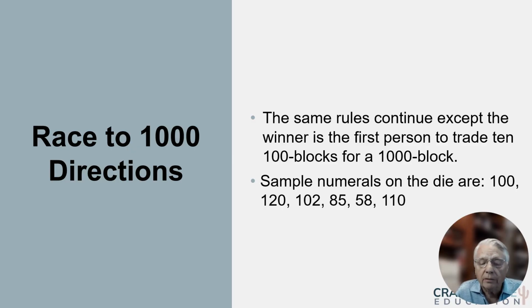Race to 1,000. Oh my goodness, do they like this? They love that 1,000 block. It's the same game. Here's some numerals. You can write 100 on one side of the die, 120, 102, 85, 58, 110. You'd like to see a little argument when the student rolls 120 and the banker gives them 102, and they have to solve it and figure it out. We're working on place value and regrouping, but they understand it at a young age: it's all about trading in the smaller numeral for the 10 bigger and on down the line until they get to the 1,000 block.